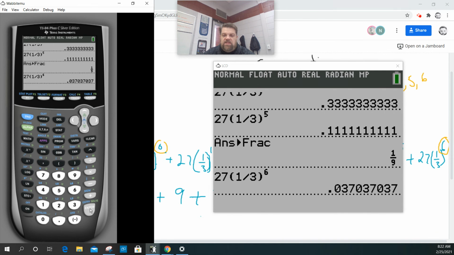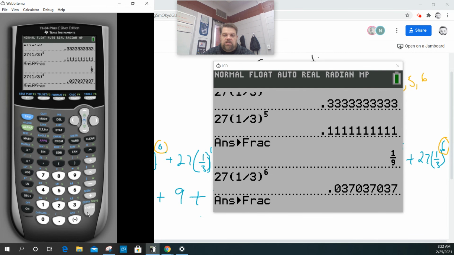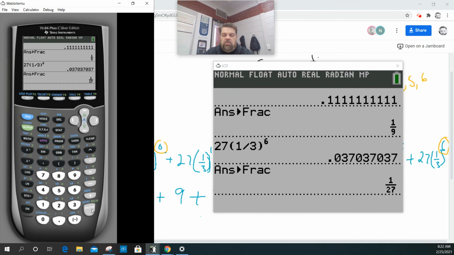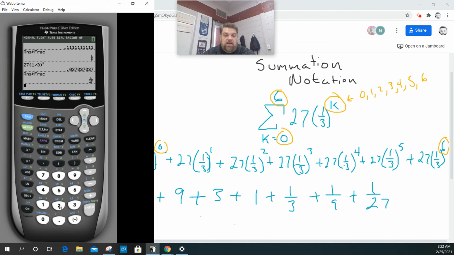That should be 1/27. How do I double check? Hit math and then convert that to a fraction. 1/27. So we're not quite done. The next thing I've got to do is add all these up, because the sum is the answer. So in my calculator, I'm going to add them up.